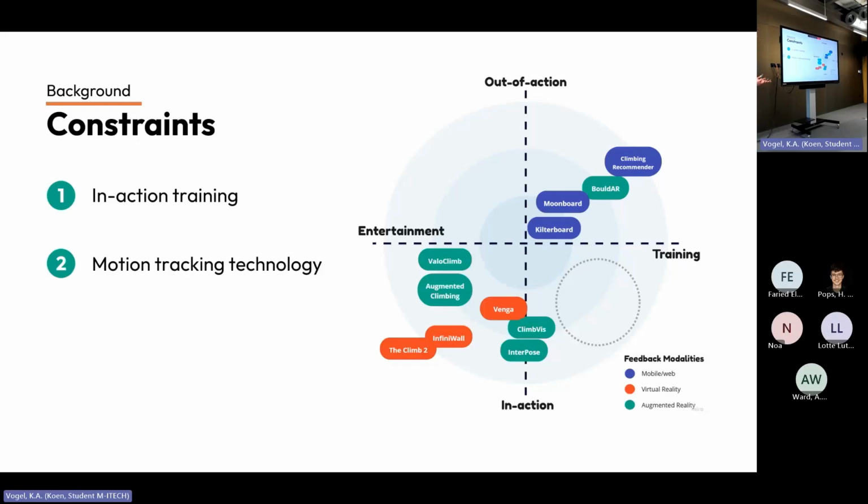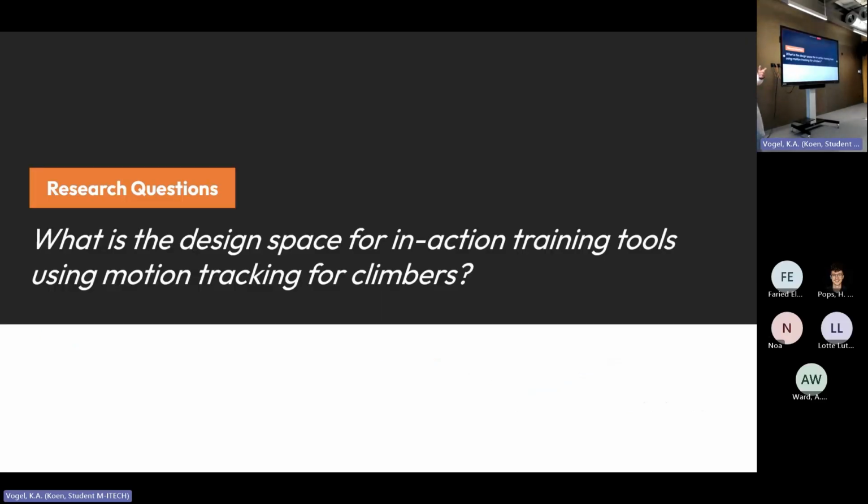So that's the first constraint in this project. We will be using some form of motion tracking technology. This is still very broad and will be compared and specified along the way. And it's going to all be integrated into one prototype, which is a see, think, act system. So it's going to sense something, process that, and give feedback to the user in some way. If we convert that to a research question, it will be: what is the design space for in-action training tools using motion tracking for climbers?